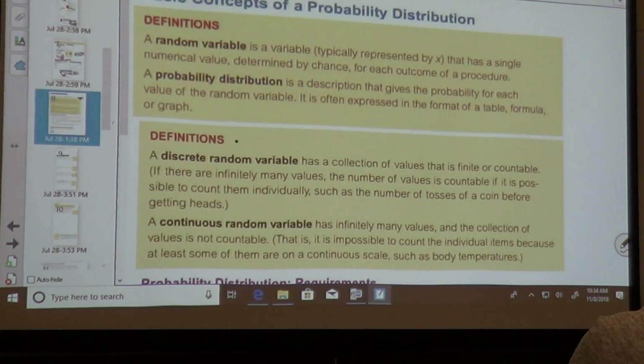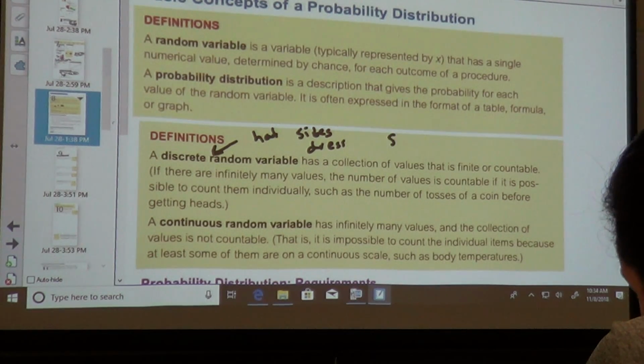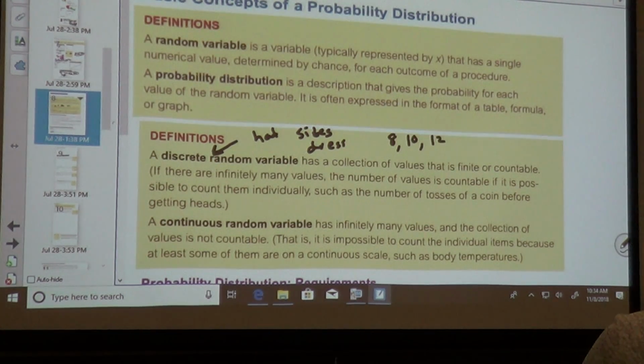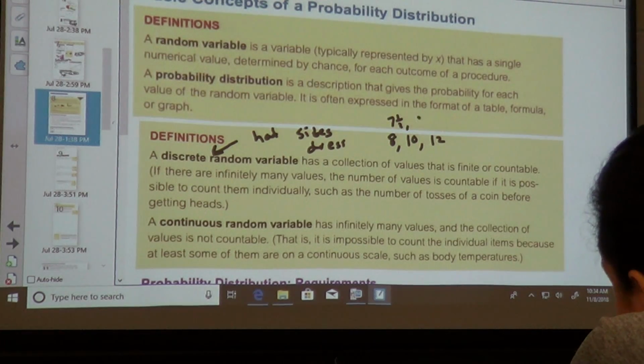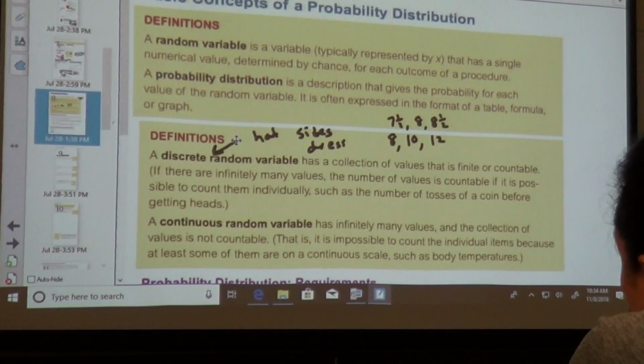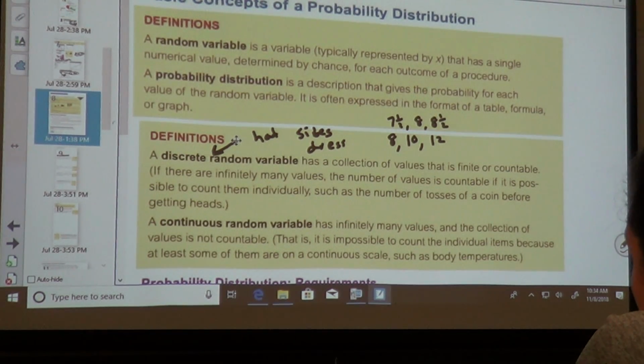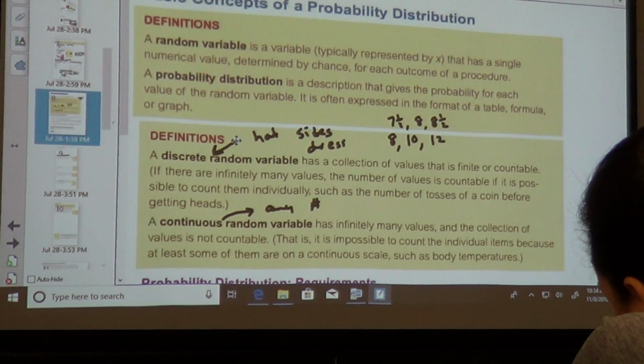Discrete and random are what we talked about before. Discrete is when you're talking about like hat sizes, dress sizes. It's when it can be certain numbers. Like you can wear an 8, or a 10, or a 12, or a 7.5, or an 8.5. You can't wear a 7.239 shoe size. Remember we did discrete and continuous? Continuous is when it can be any number. That's the same as what we were doing before.